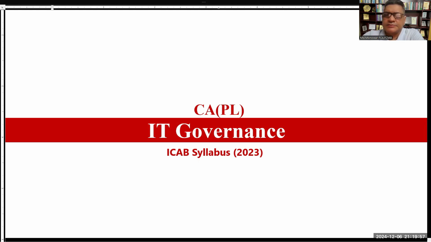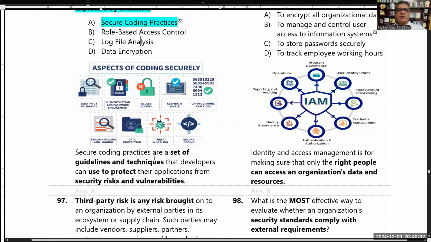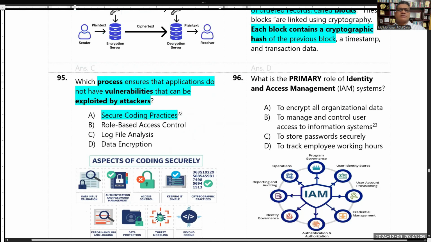Today we'll discuss IT governance, CA Professional level, based on the new syllabus. Which process ensures the application does not have vulnerabilities that can be exploited by attacks? The process is secure coding practices. Secure coding practices are a set of guidelines and techniques that developers can use to protect their applications from security risks and vulnerabilities. Your answer is A.